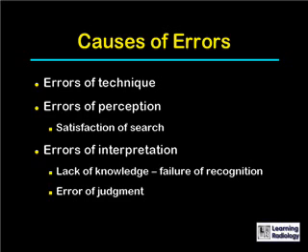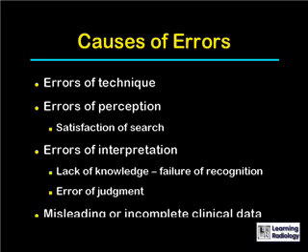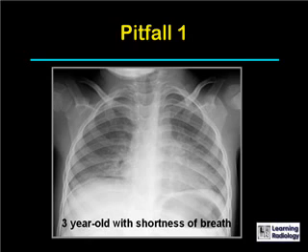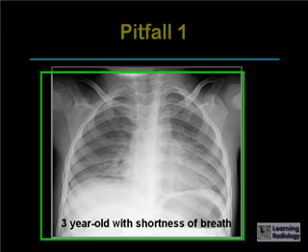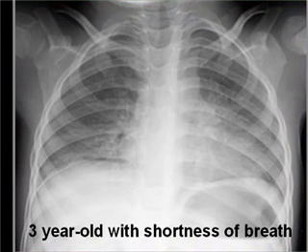There may also be errors of judgment, in which an item is thought to be one thing when it in fact turns out to be another. And occasionally, and this is more so for radiologists and those ordering the studies, there may be misleading or incomplete clinical data which can lead to errors. So this is the first case, and obviously these are all pitfalls, so that does bias the set of examples I'm going to show you.